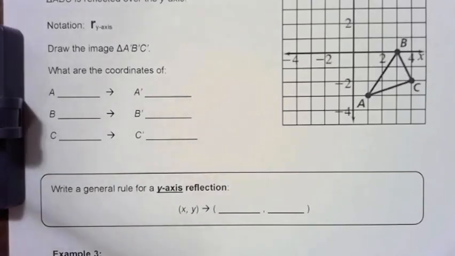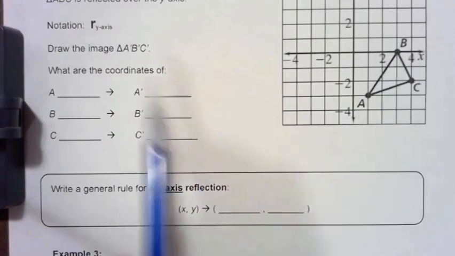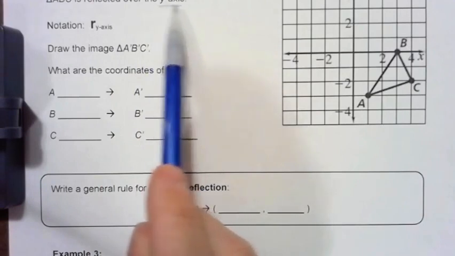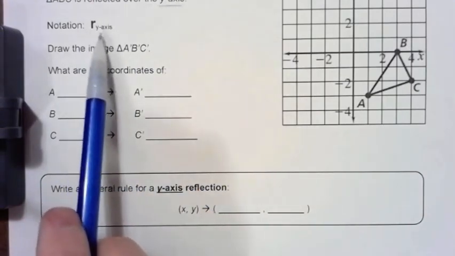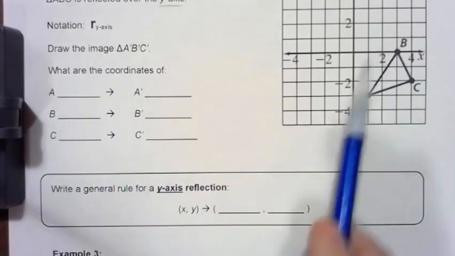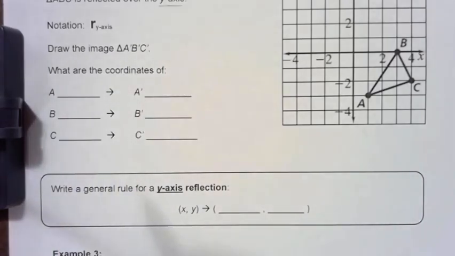In our next example, we're going to take our triangle ABC, which we've plotted here, and now we're going to reflect it over the y-axis. Again, the notation for that, lowercase r, y-axis, means reflect over the y-axis. And again, we're going to draw the image of triangle ABC and label it as A prime, B prime, C prime. Let's go ahead and start with the coordinates.